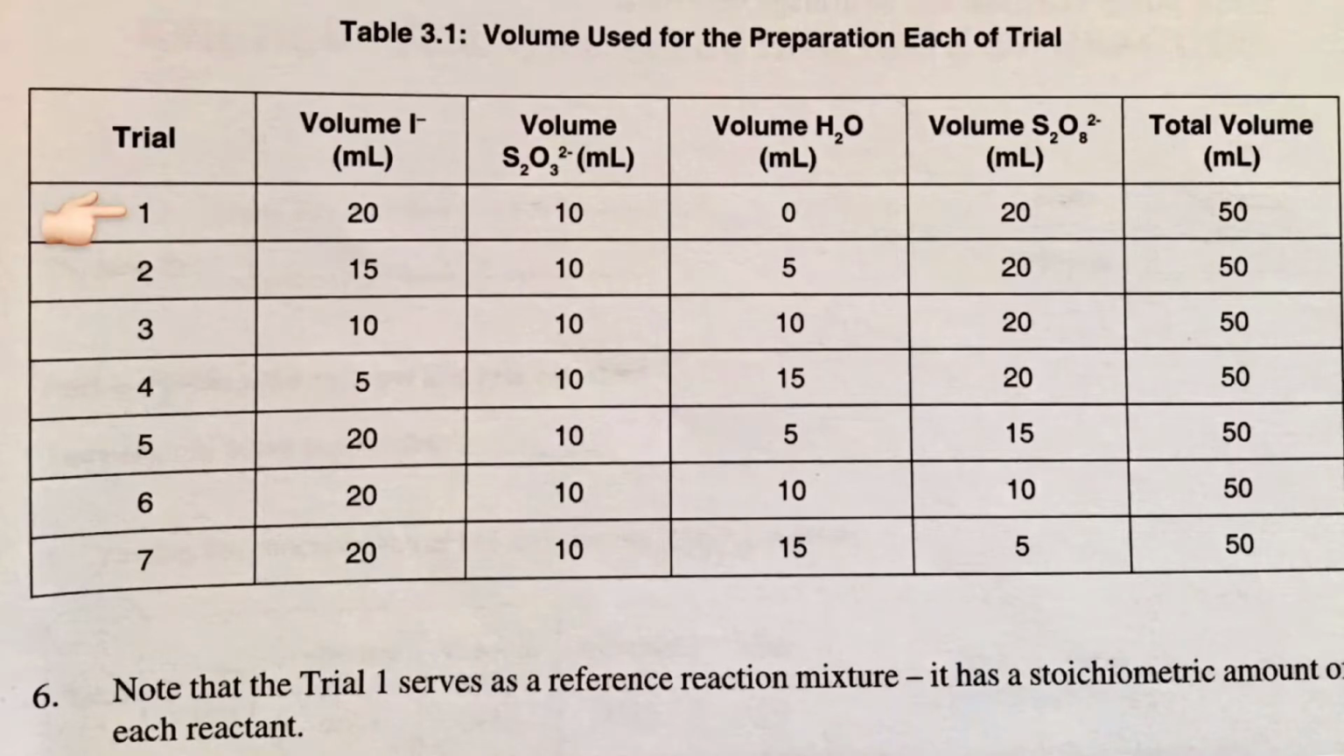Trial 1 serves as a reference reaction mixture. The experiment was carried out in pairs, where one person will do trials 1 to 4 with a constant volume of potassium peroxydisulfate, and the other person will do trials 1, 5 to 7 with a constant volume of potassium iodide.